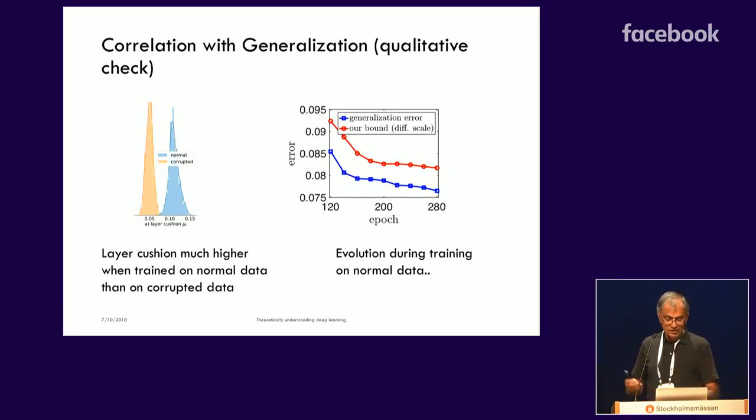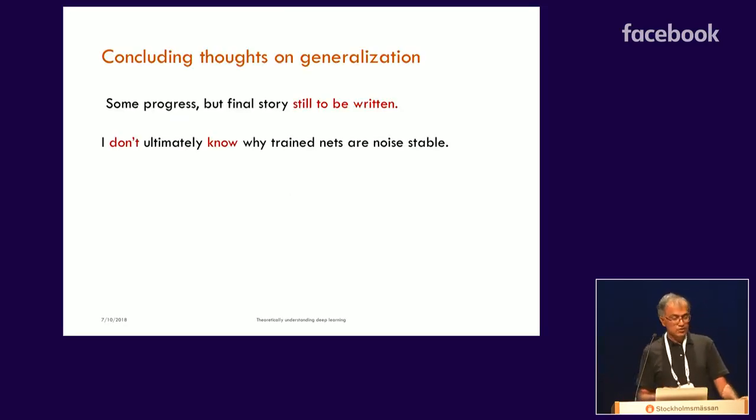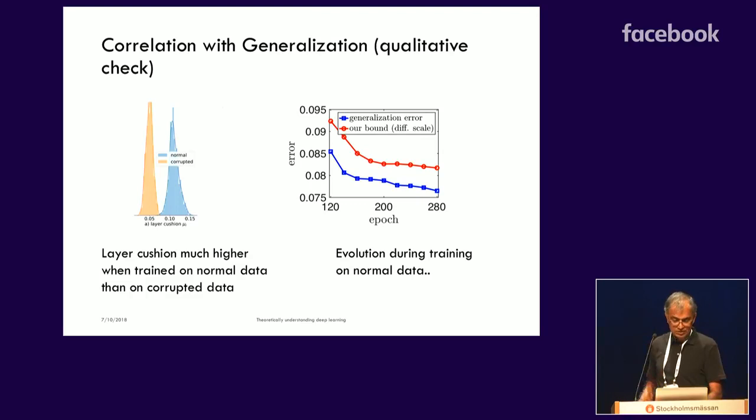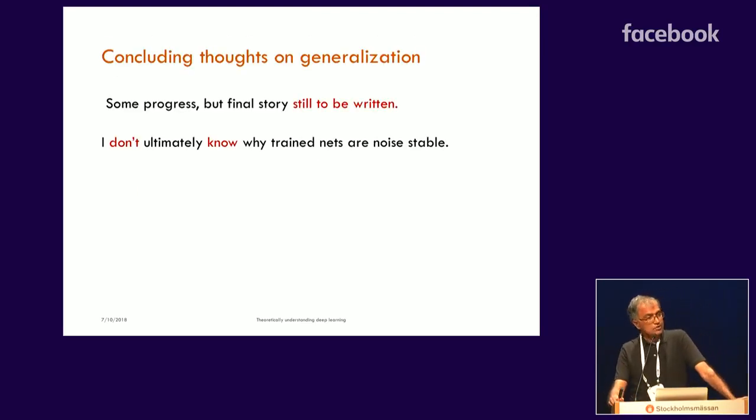So it's some kind of a theory, and it gives the best quantitative bounds so far. But the concluding thoughts I have are that although there's still some progress, the final story is still very much to be written. I don't ultimately know why trained nets are noise stable. There's noise in gradient descent, but I think there's something more going on.